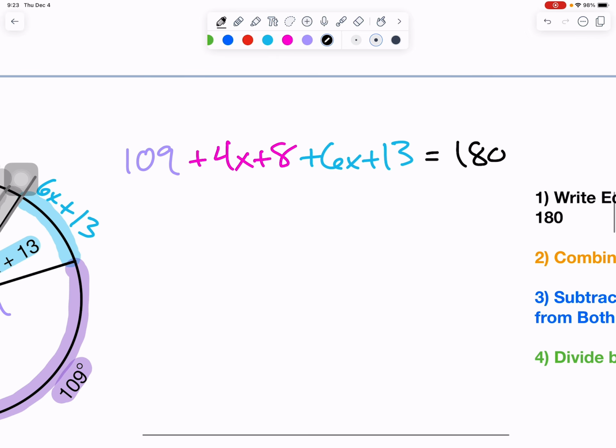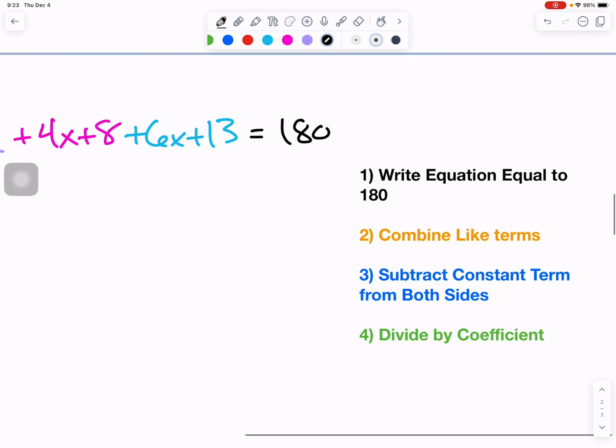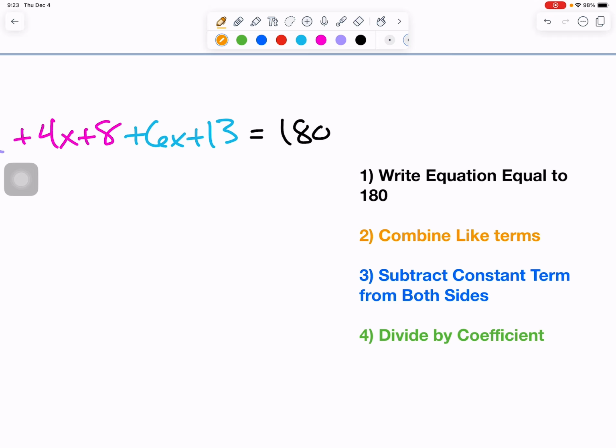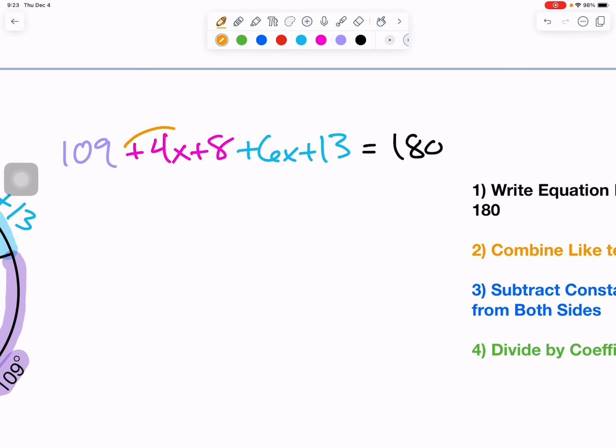All right, here we go. We have written the equation. Let's combine like terms. Again, I always like to start with our variables here. Our 4x plus 6x gives us how many x? Great job.